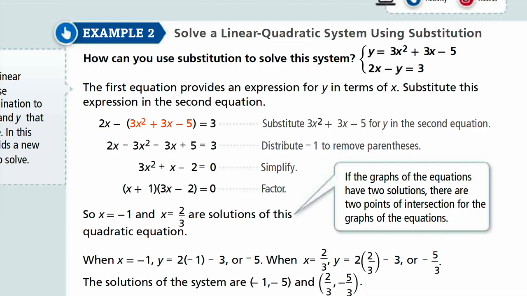How can you use substitution to solve this system? y equals 3x squared plus 3x minus 5 and 2x minus y equals 3. So using algebra, we're going to solve this together.